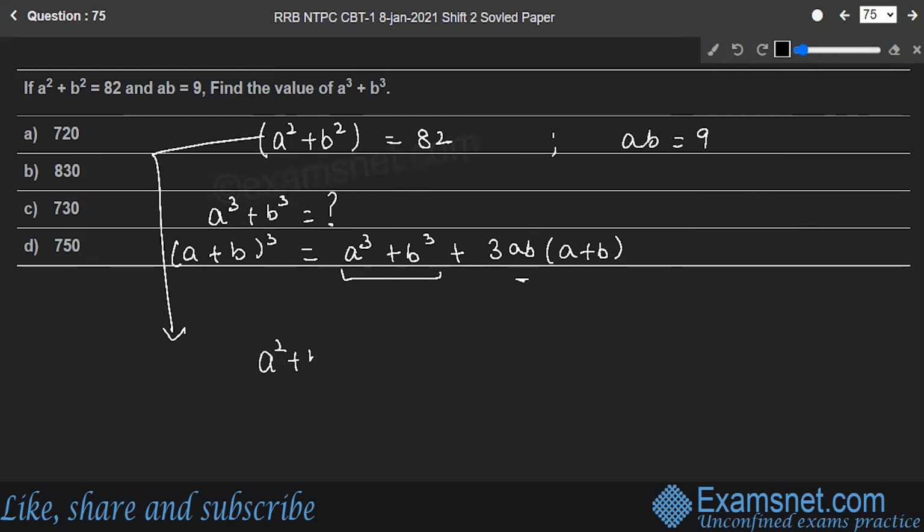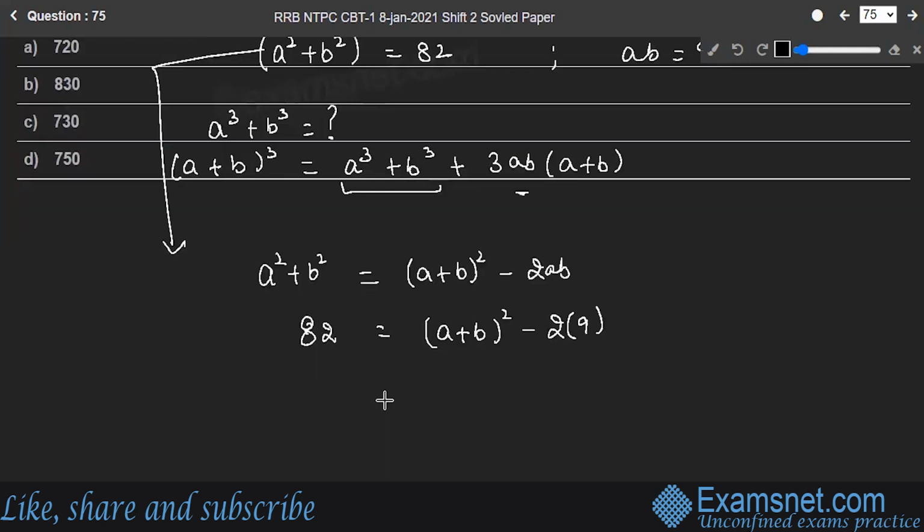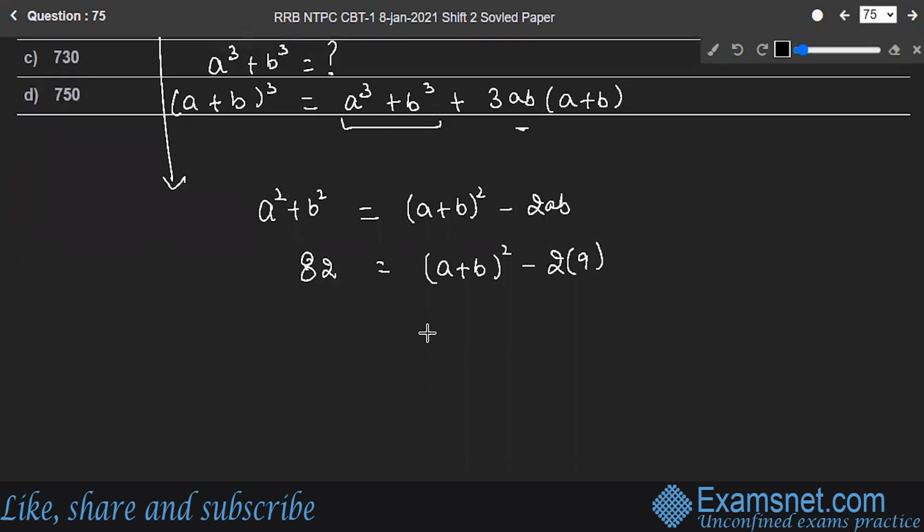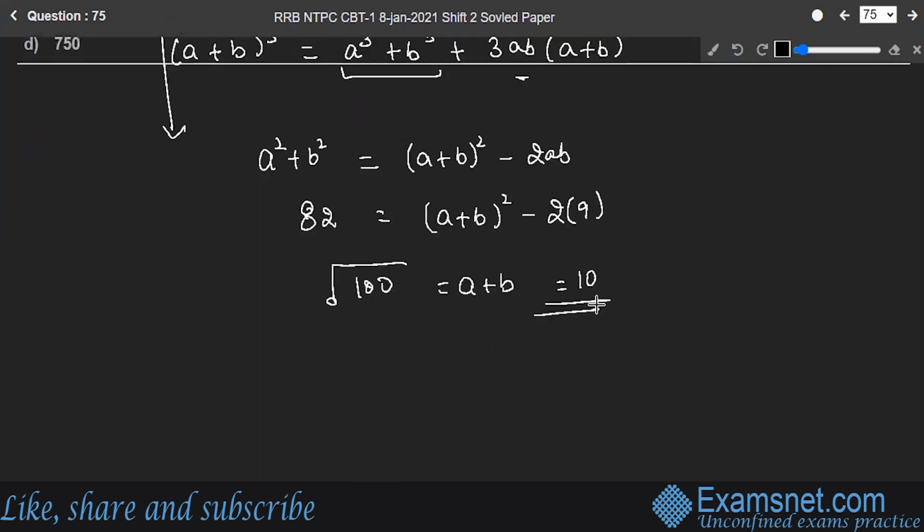Now, a square plus b square can be written as a plus b whole square minus 2ab, right? This is equal to 82. A plus b whole square minus 2ab, ab is 9, that is 18. 82 plus 18, it will go this side. So you have 100. Root is equal to a plus b, which gives you a plus b is equal to 10. That's it. A plus b is equal to 10.